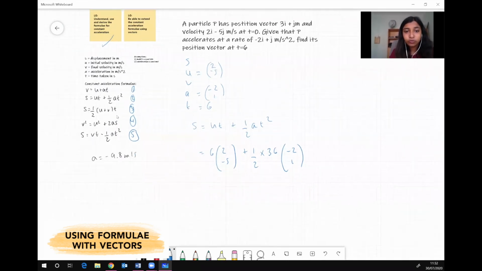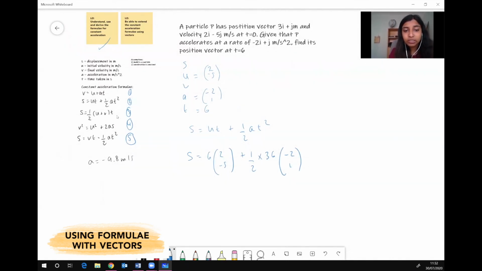Now we can just do normal vector addition and multiplication. If we multiply this out, 6 times 2 is 12, and 6 times minus 5 is minus 30, plus a half times 36, which is 18. Then 18 times minus 2 is minus 36, and 18 times 1 is 18. Now we add this normally: 12 minus 36 is minus 24, and minus 30 plus 18 is minus 12. So that's the displacement.